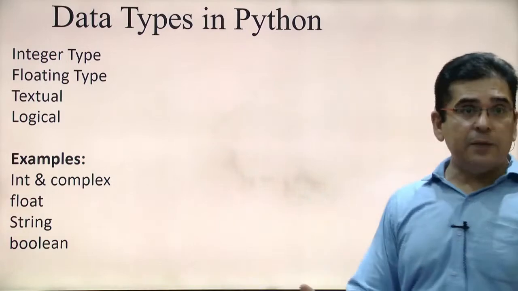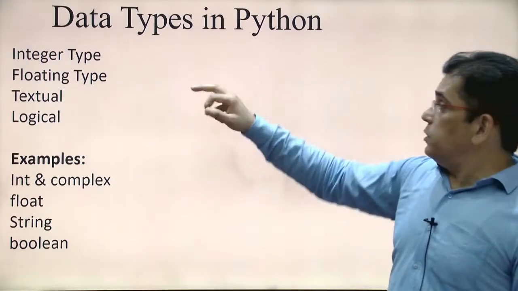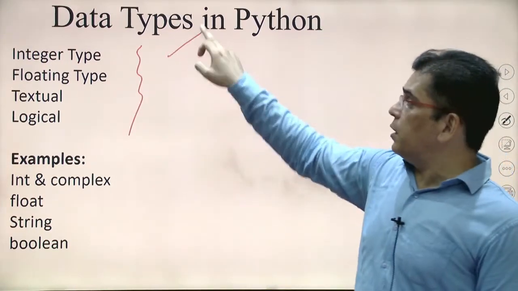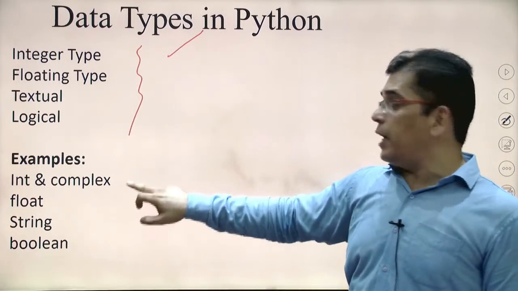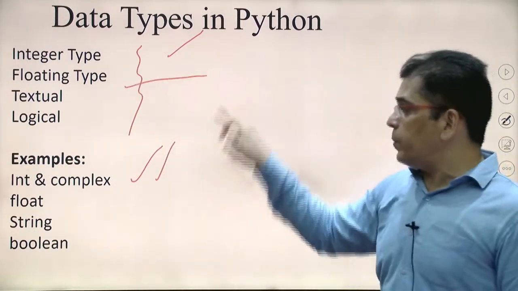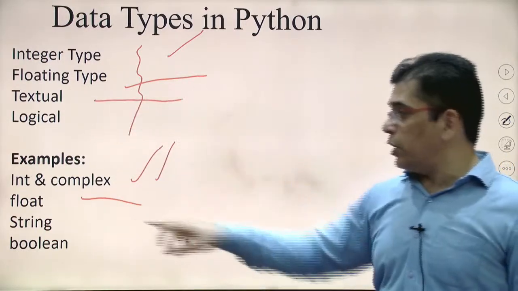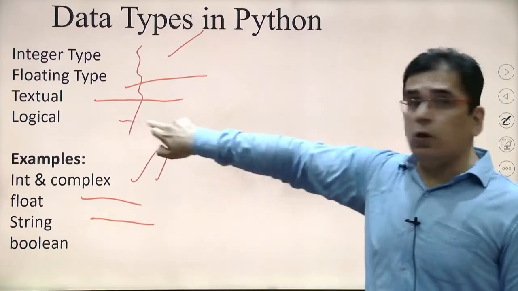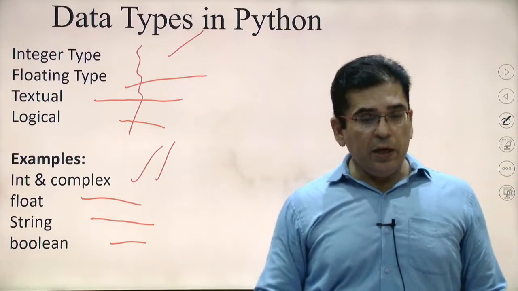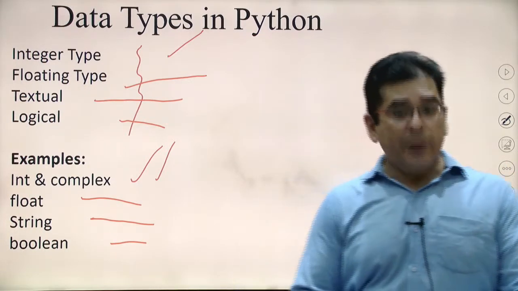Now the data types. Every language has a fixed set of data types. Python has four data types. One is integer, which contains two kinds of data type, int and complex. Another is floating type, which contains float. Another is textual, which contains string. Another is logical, which contains boolean. All these are the inbuilt data types and their examples used in Python.